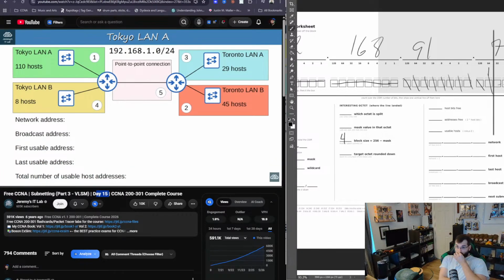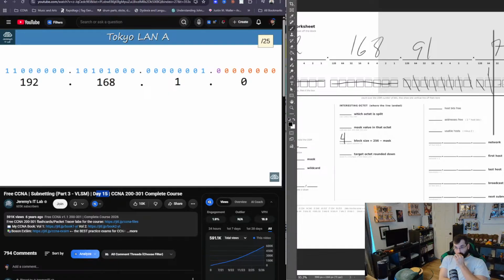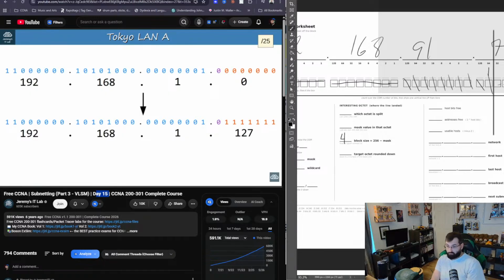Okay, let's check out the answers. So I decided to use a /25 prefix length. Why is that? Well, a /25 prefix length leaves 7 host bits, which means a total of 128 addresses, so 126 usable host addresses. We need 110, so /25 is the correct prefix length. That means the network address is 192.168.1.0/25. Convert all of the host bits to 1, and this is the broadcast address, 192.168.1.127.